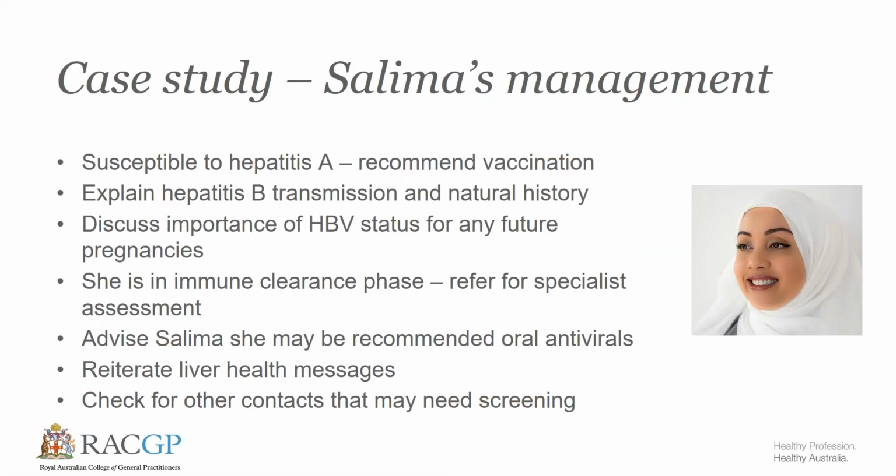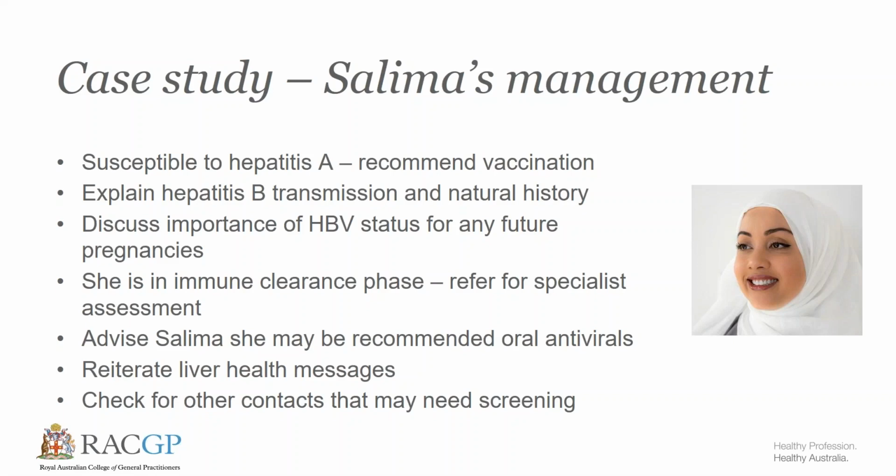Explain to her about hepatitis B transmission and the natural history. Discuss the importance of chronic hepatitis B infection for any future pregnancies. Explain she's in immune clearance phase, so different to her husband, it's important that she does see a specialist and be assessed for hepatitis B treatment. And let her know that she might be started on oral antivirals.